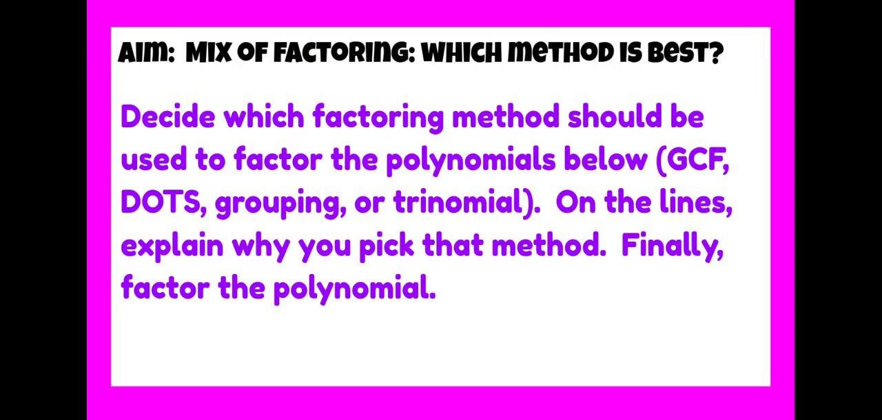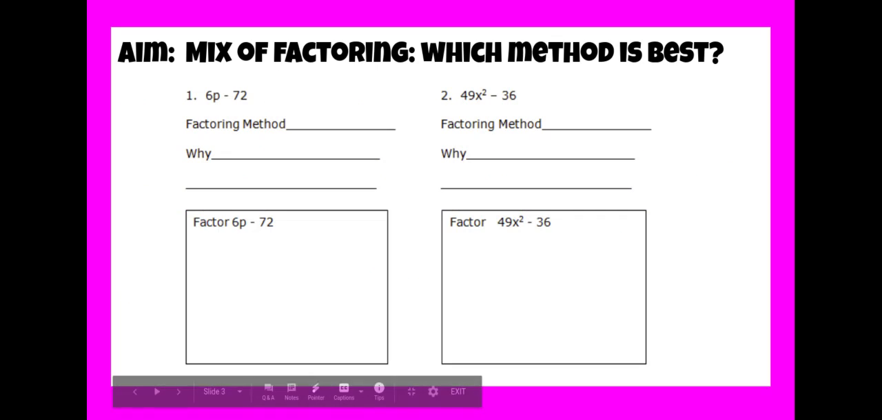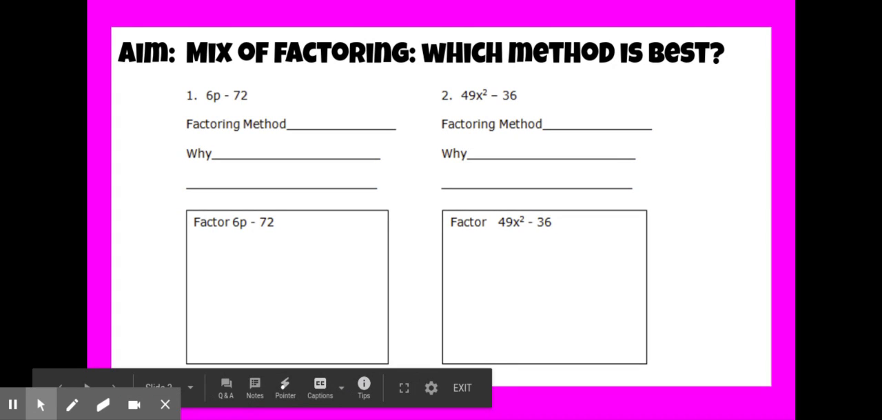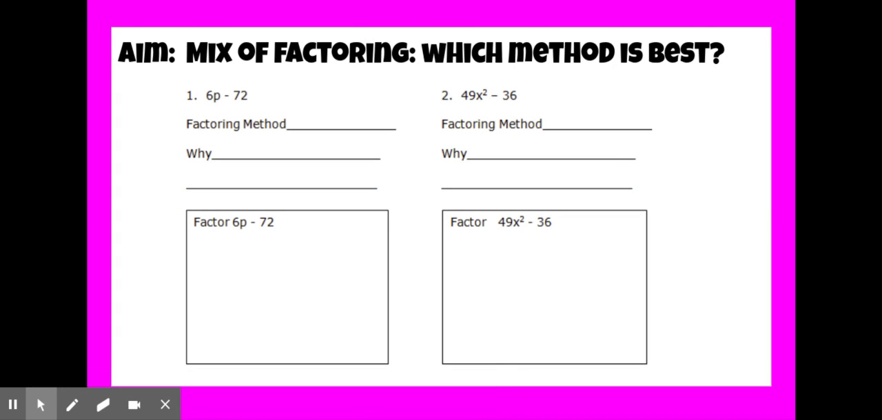Why do you need to do that? Because that's how you ask yourself the questions through factoring. You can't just arbitrarily factor. You need to know why you're using those factoring methods, and explaining why you did that is pretty much the whole thing. All right, so here's the first one. The first two I'm going to guide you through. It says 6p minus 72.